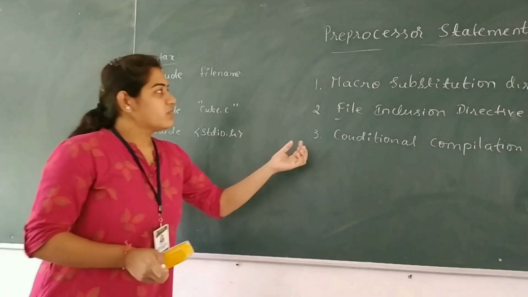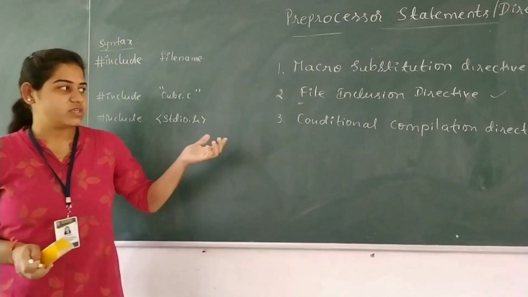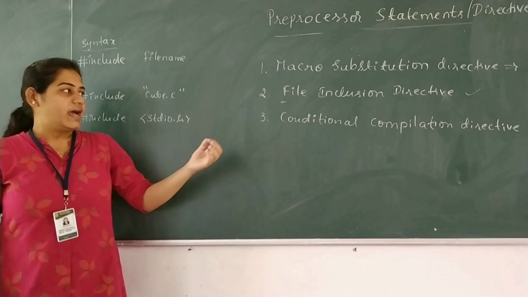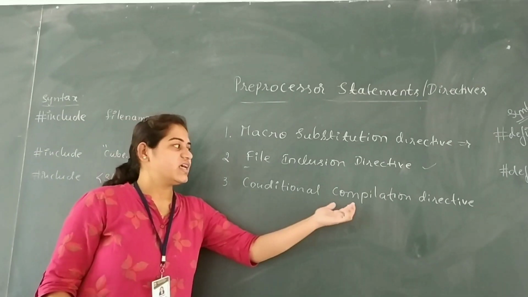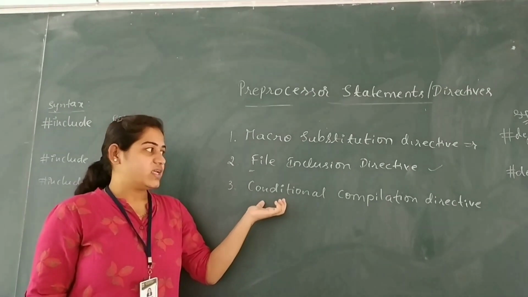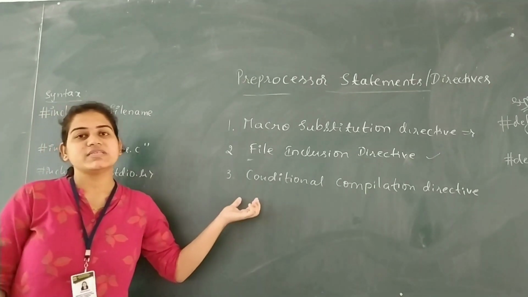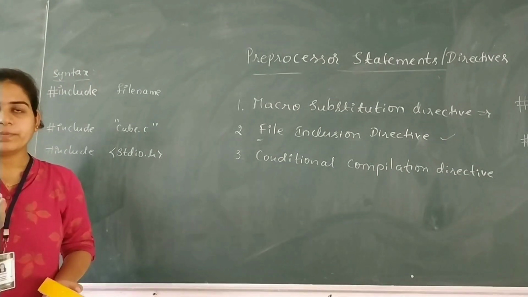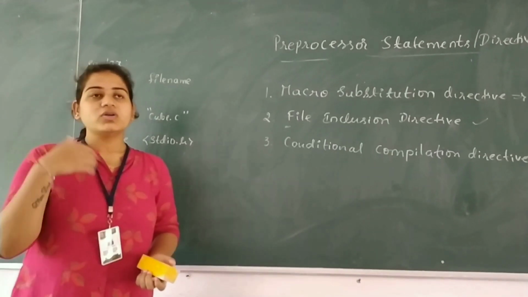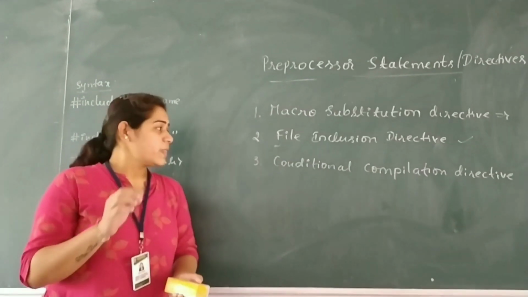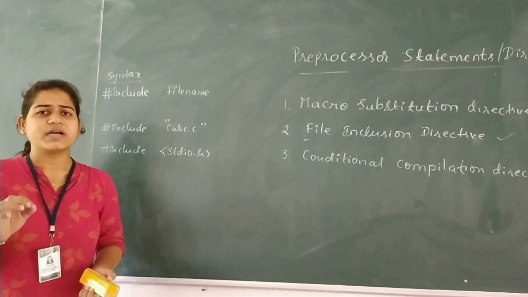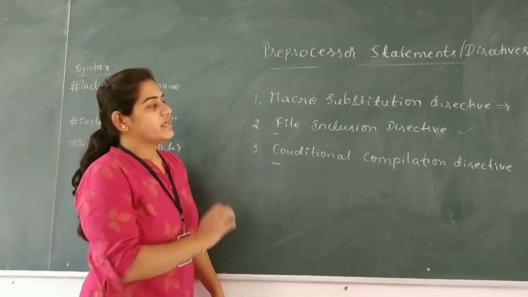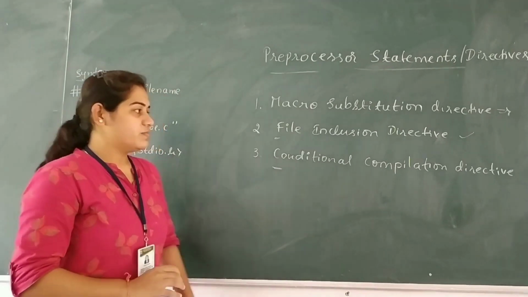Next, coming to the third type of preprocessor directive, that is the conditional compilation directive. As the name itself says, this directive is used to select alternative codes. When we want to compile the C program, we want to select some segments of code based on some conditions. That is done using the conditional compilation directive.